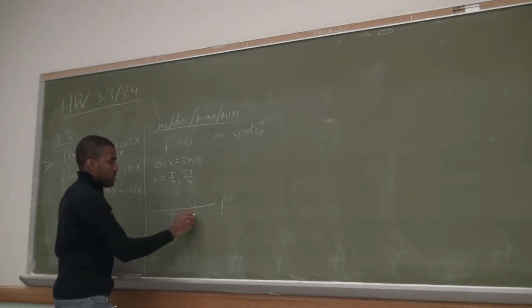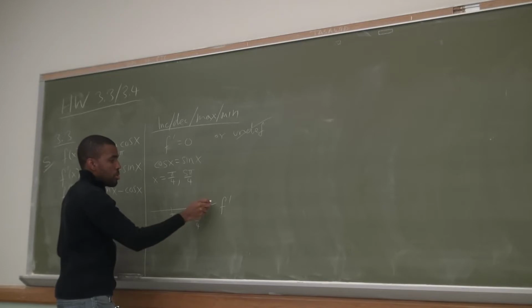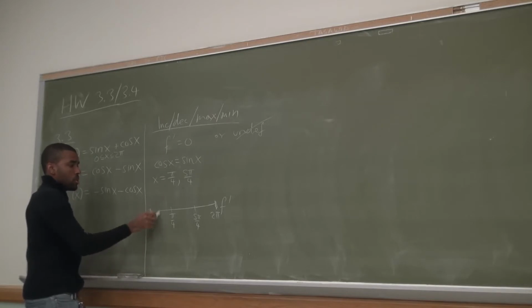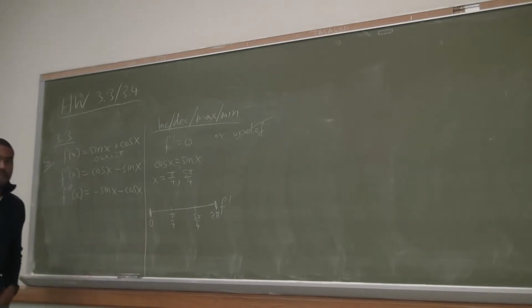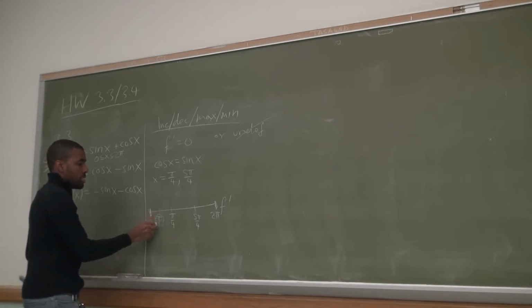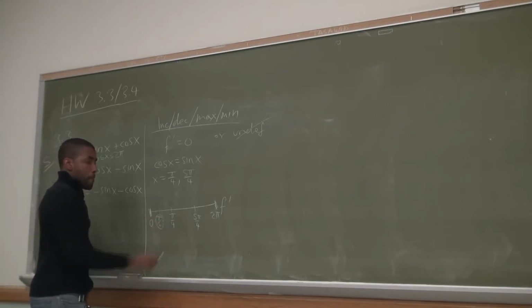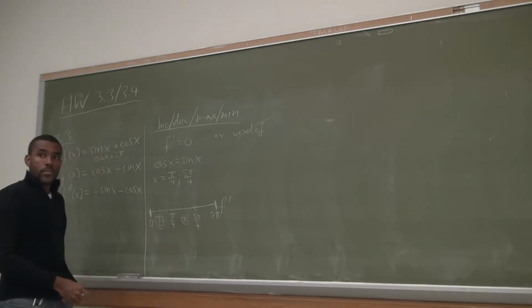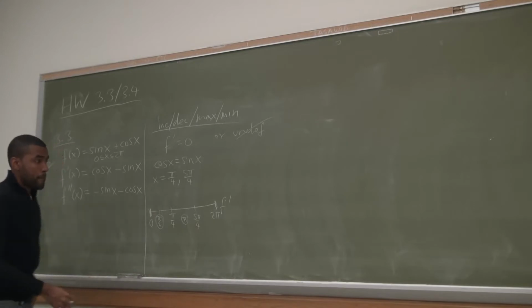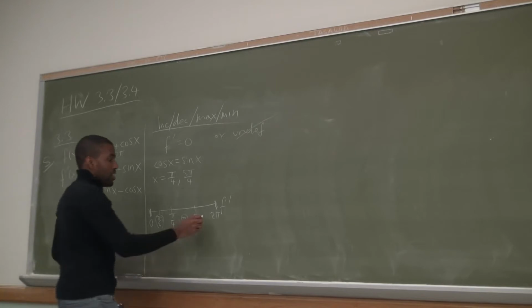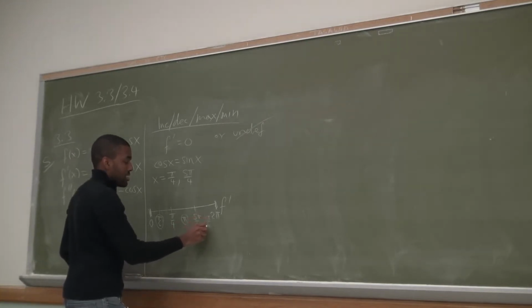Pi over 4, 5 pi over 4. And remember, we want to be stuck between 0 and 2 pi. Don't ignore everything beyond that. So plug in a number here. What number would be here? Pi over 6 would be over here. Sure, that's a nice number. Pi would be a nice number here. And for the last interval, 11 pi over 6, sure.